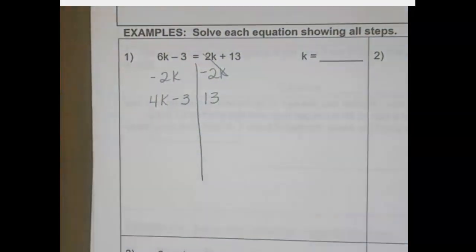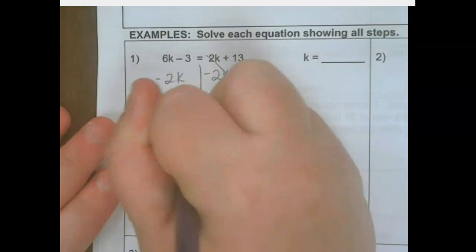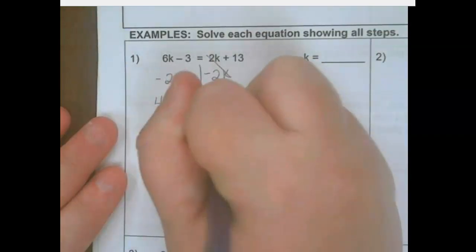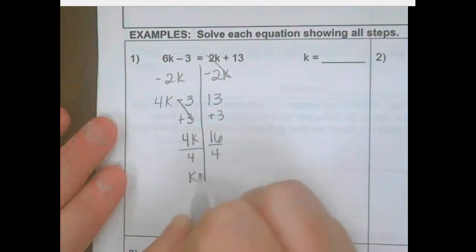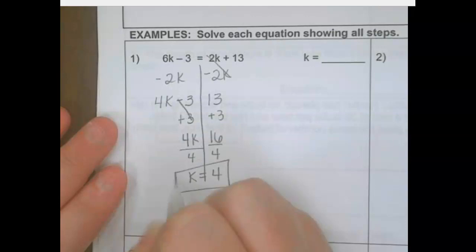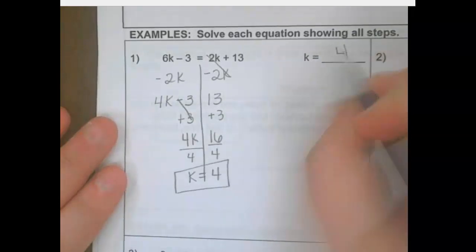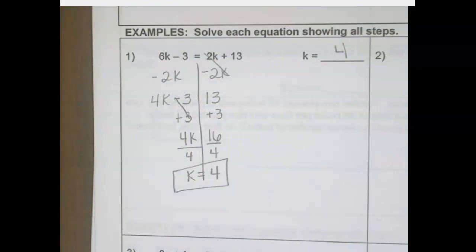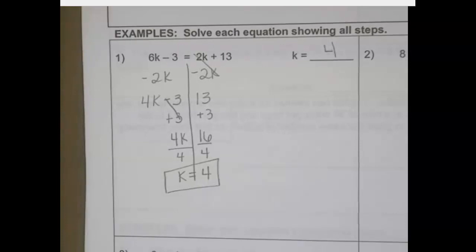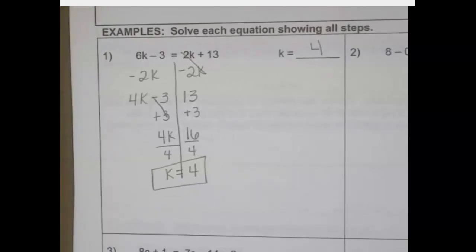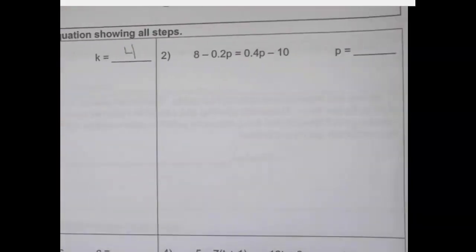Now I have my variables all to one side, so now I'm going to work on getting my numbers all to one side. So I'm going to add 3 to both sides. Divide both sides by 4. And I get K equals 4. This should be a review from 8th grade. We did quite a bit of these, especially if you had me. All right, so why don't you go ahead and try number 2 by yourself. I'm going to look at some harder ones after that.